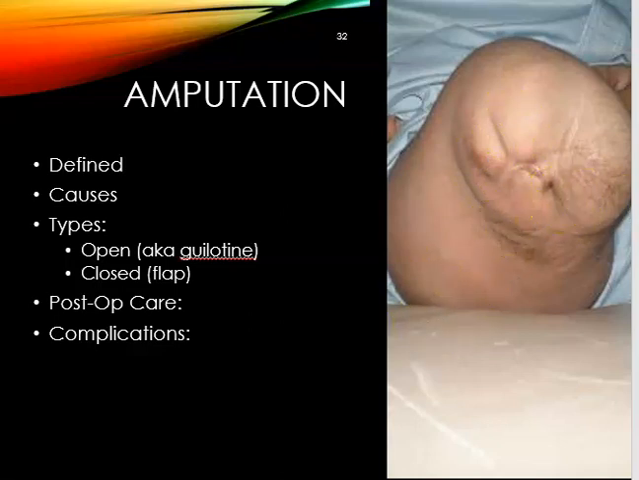Complications, chronic stump pain, they could have a neuroma formation. If that happens, they're going to have to treat with meds and nerve blocks and maybe a TENS unit. Sometimes they'll have to go back in and revise it.